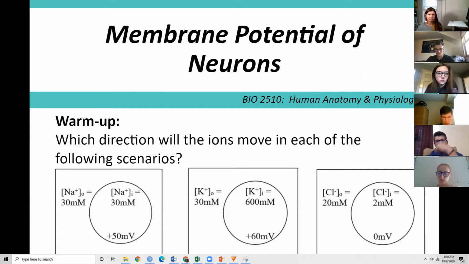Because as we go through neurons, really what we're going to be tracking over and over and over again is the shifting of these variables: the membrane potential, the concentration, and therefore the electrochemical force.